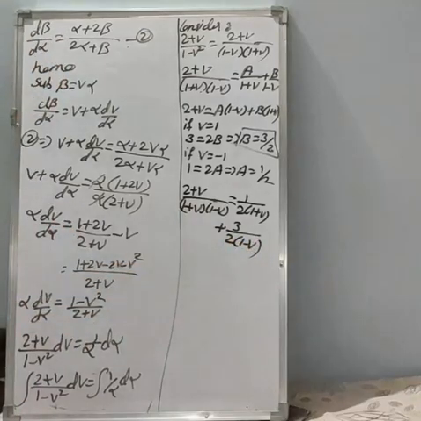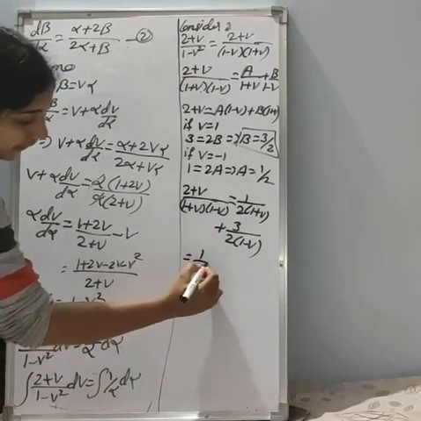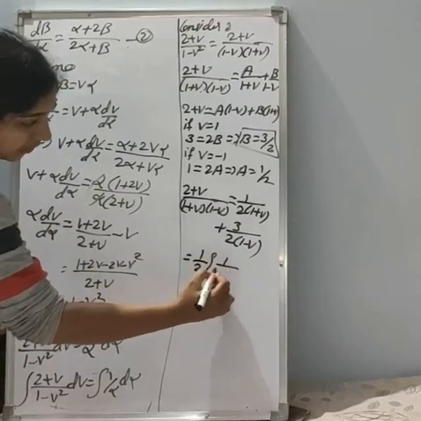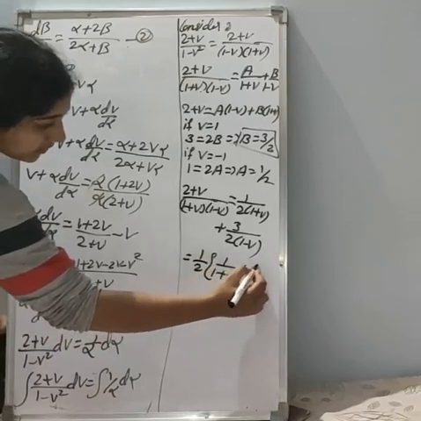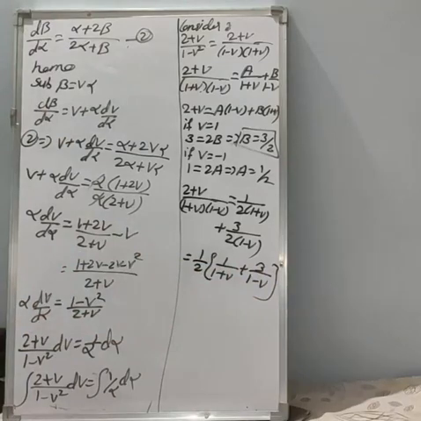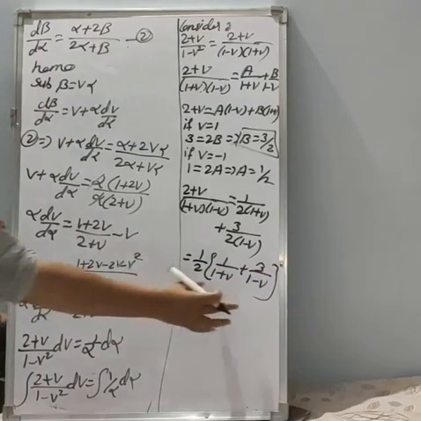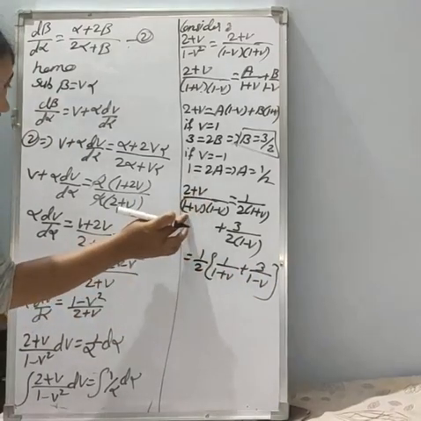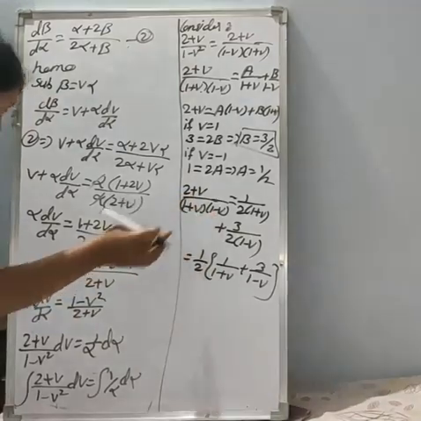Okay, so here also we have 1 by 2, here also we have 1 by 2. So we can take 1 by 2 outside. If we take 1 by 2 outside, we remain with 1 upon 1 plus v plus 3 divided by 1 minus v. Now we can integrate this very easily. Okay, so this is the value of 2 plus v divided by 1 plus v, 1 minus v, that is 1 minus v square.